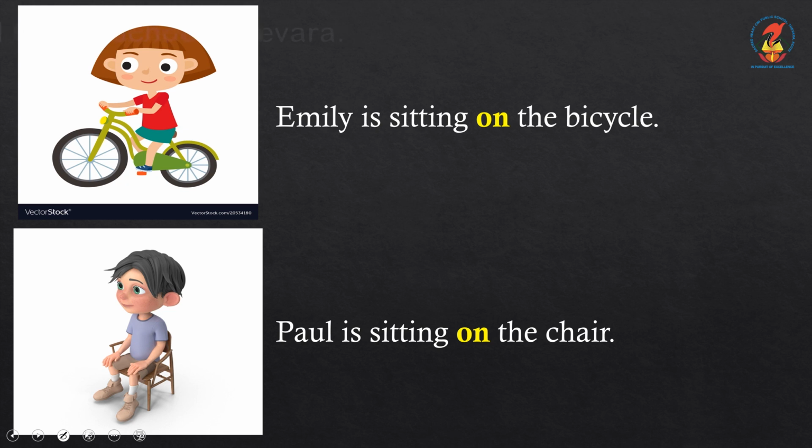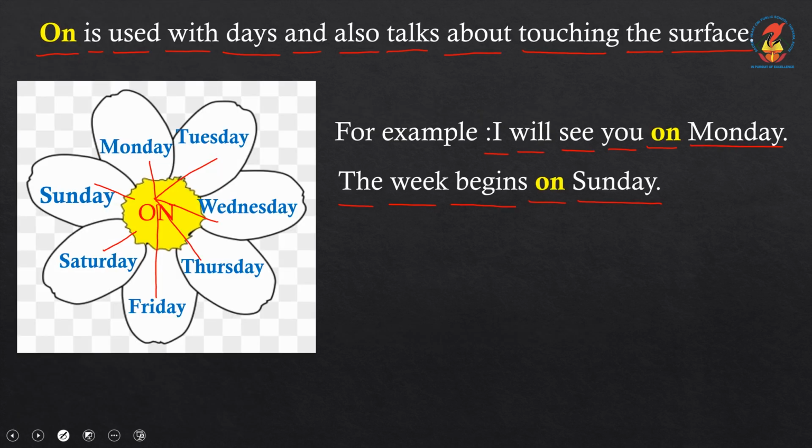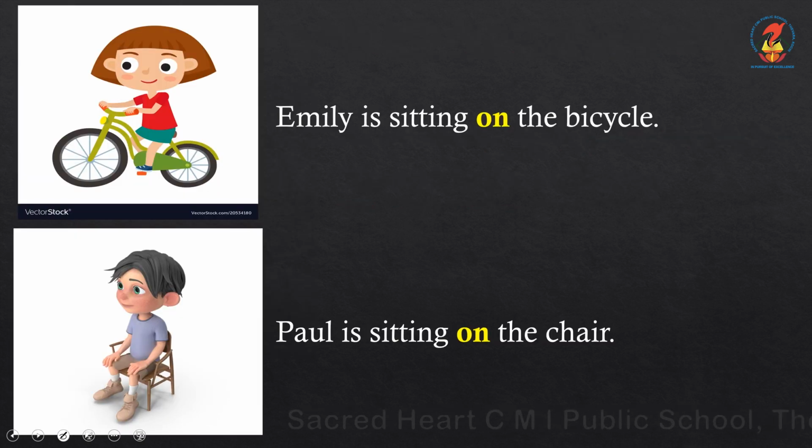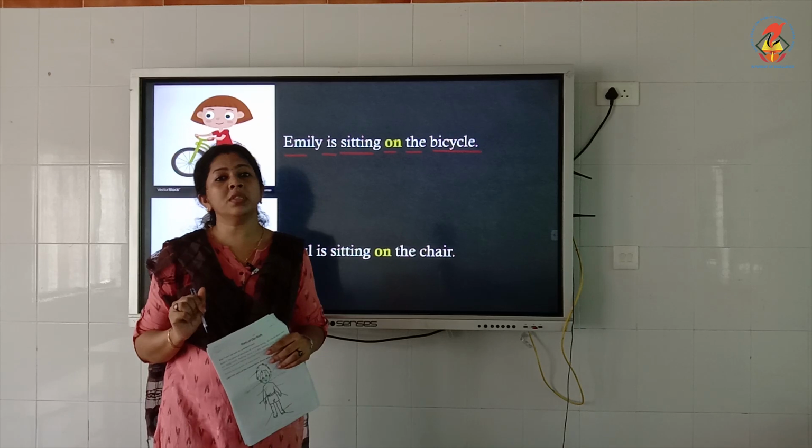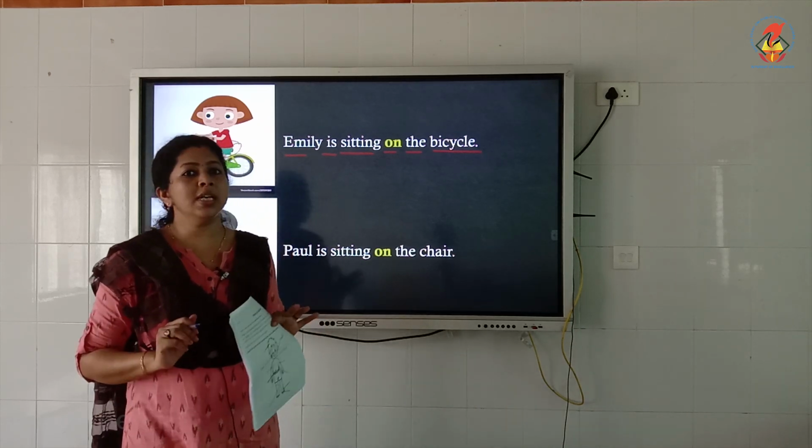On is also used when you touch a surface. That's the point here. It also talks about touching the surface. Touching the surface, use on. Example, Emily is sitting on the bicycle. You can see Emily, she is sitting on the bicycle. So here also we use on, touching the surface.